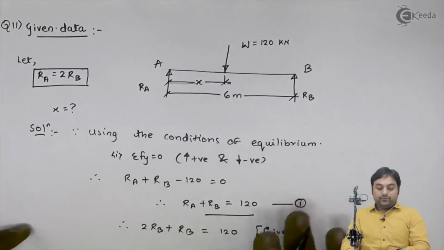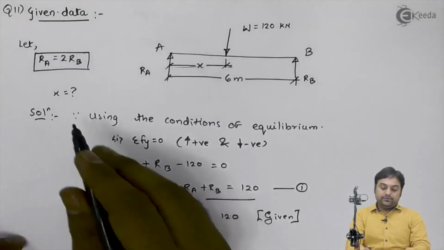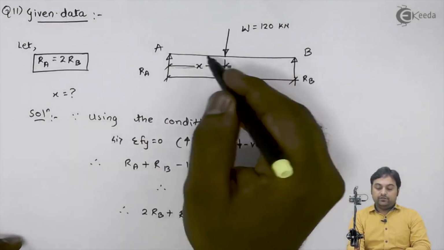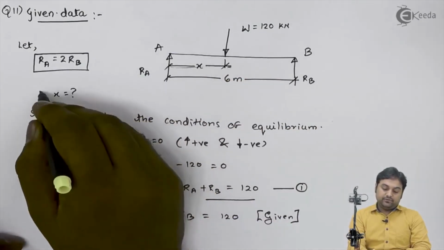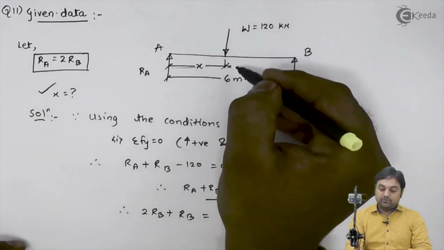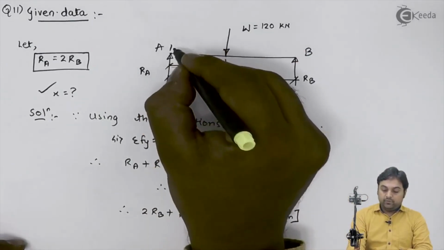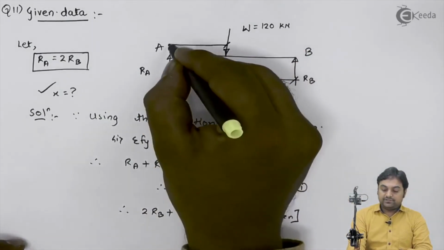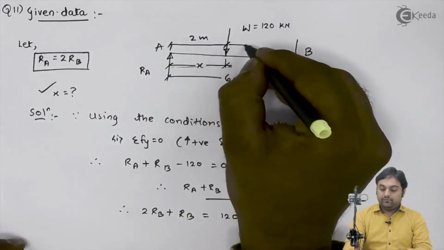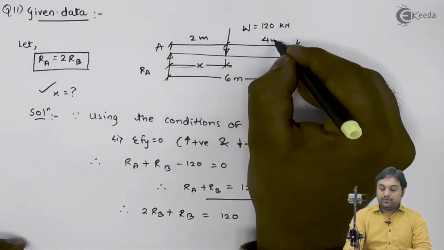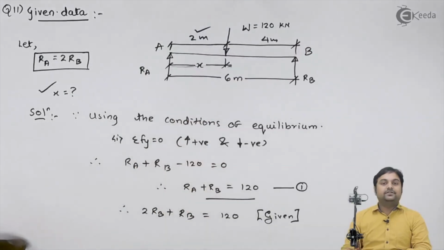If I look into the question, they were asking to calculate the distance of the load from point A, or you can say from the fixed point, and this value comes out to be 2 meter. It means this load of 120 kilonewton would be placed at 2 meter distance from point A. So from point B it would be at 4 meter distance. So the problem gets completed. We have calculated the distance.